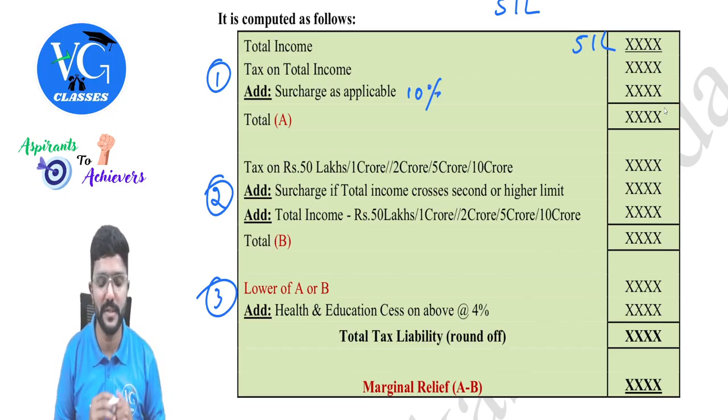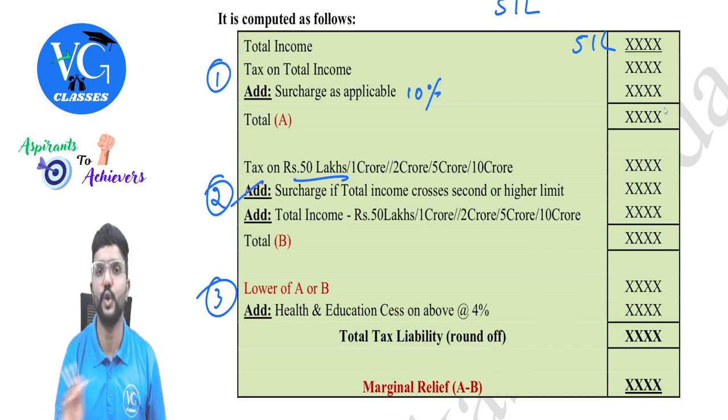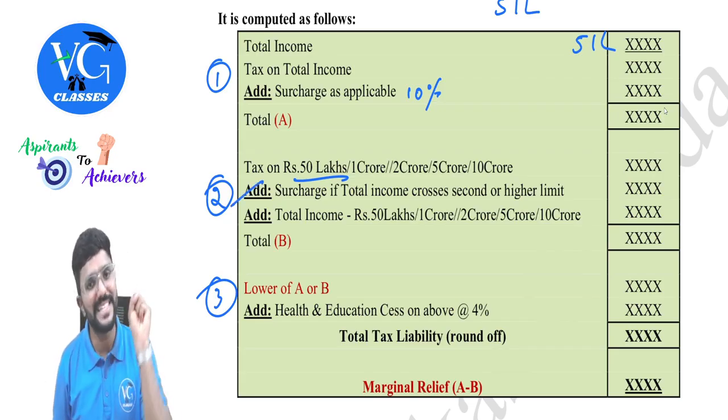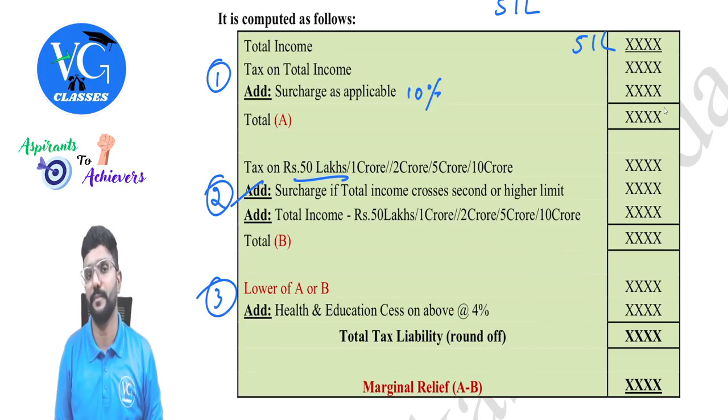Keep it aside. Then come to the second step. Tax on the limit crossed by the assessee: 50 lakh. Calculate tax on 50 lakh. Will surcharge come here? No. Why? If the total income is exactly 50 lakh, no surcharge, guys. Only if it is more than 50 lakh, surcharge will come.